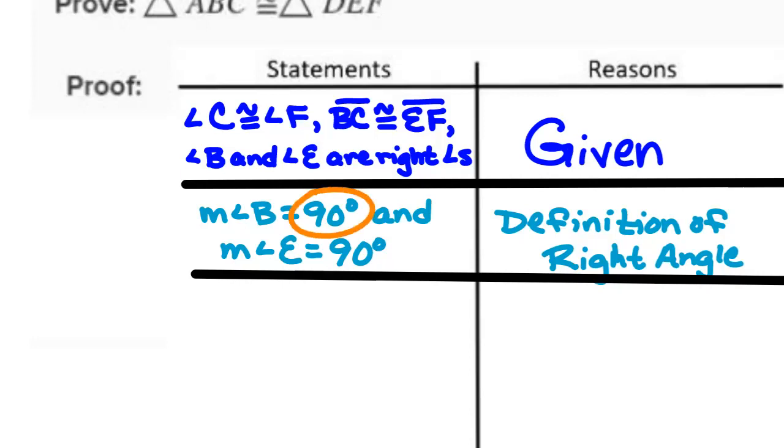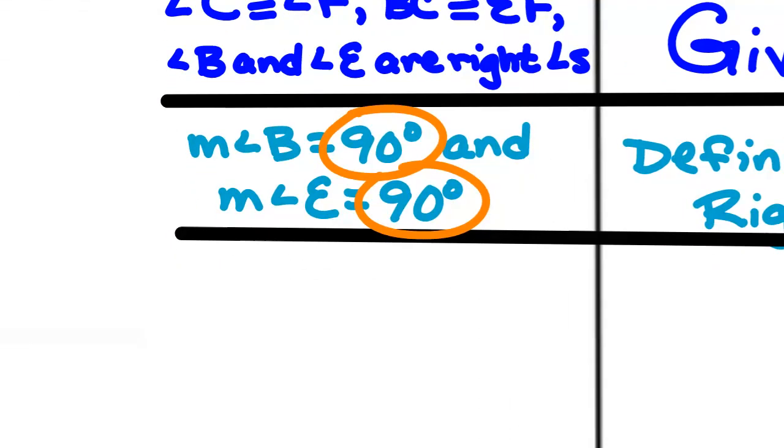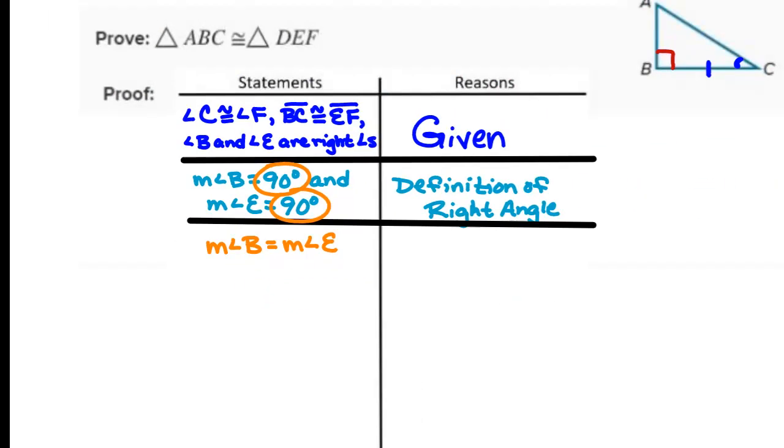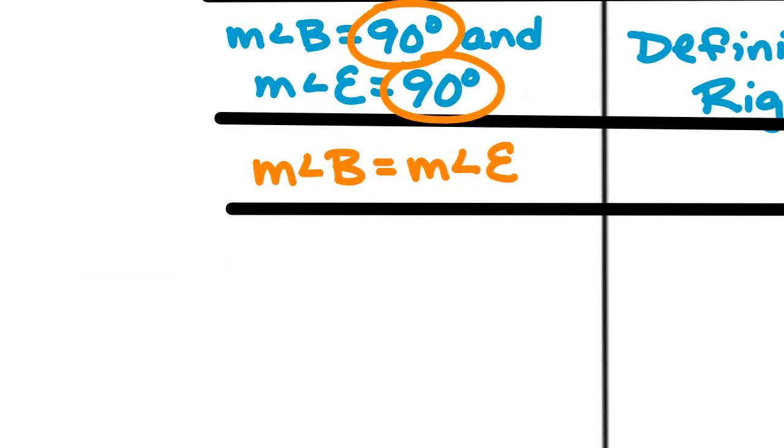If angle B is 90 degrees and angle E is also 90 degrees, what does that mean about my angles B and E? They're congruent. So first I have to say their measurements are equal. Measurement of angle B is equal to the measurement of angle E. And after I state that their measurements are equal, then I can say they are congruent to each other. Angle B is congruent to angle E.